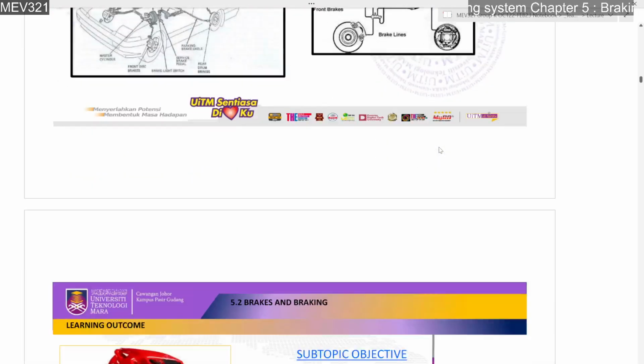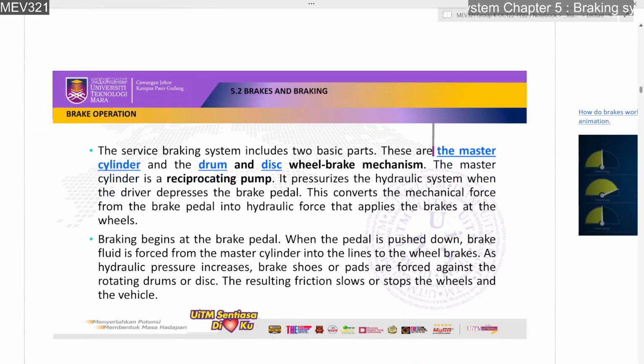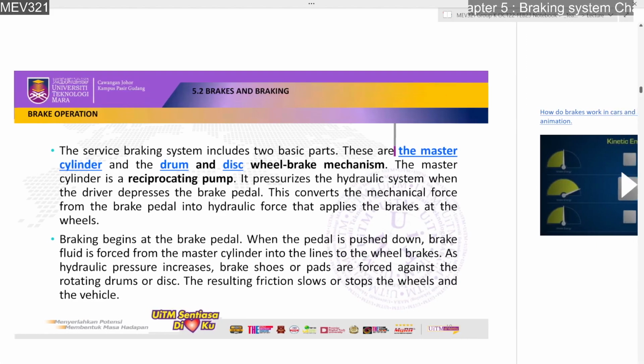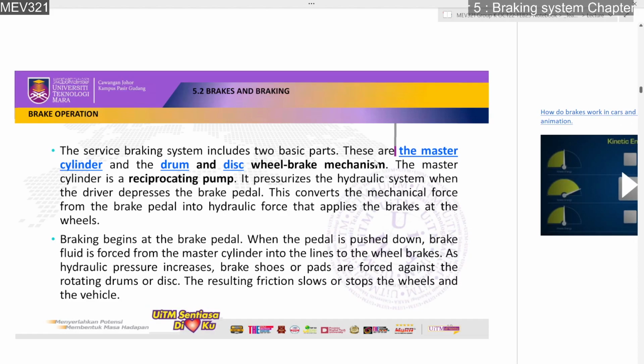Okay, so the simple operation here, I just tell you, you have to remember that we only have two main components. Okay, one is the master cylinder and the other one is the drum or disc, either one, right? Drum or disc. Okay, so we have drum and we also have disc. So some cars have both, some cars have only drum, and some cars only have disc. So we have the master cylinder and the drum or disc. Okay, and the master cylinder is just a reciprocating pump.